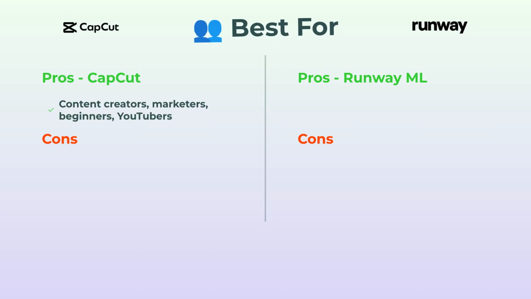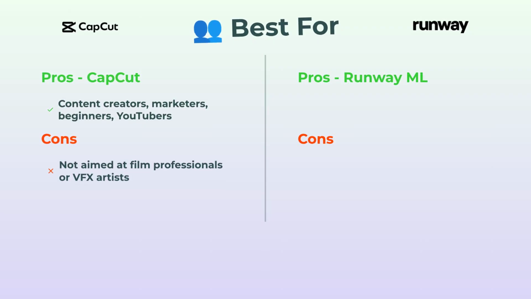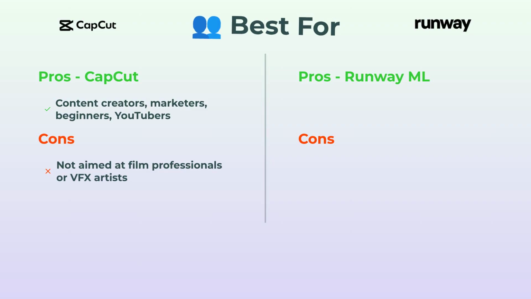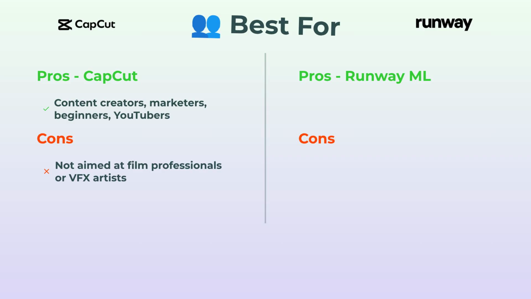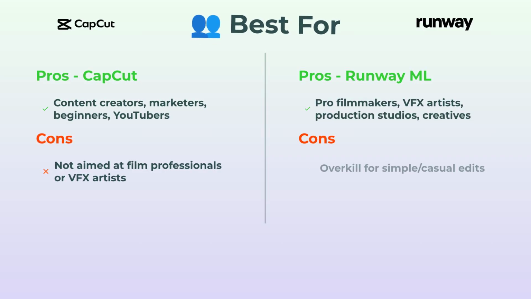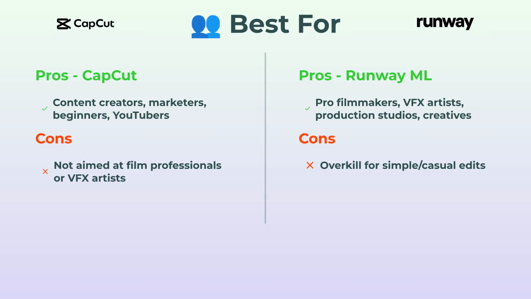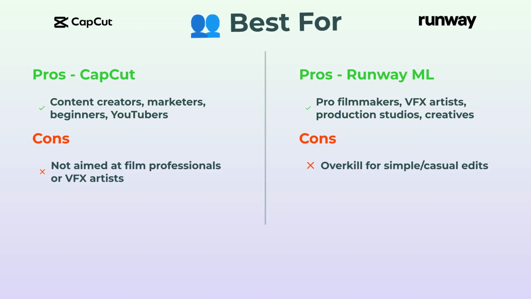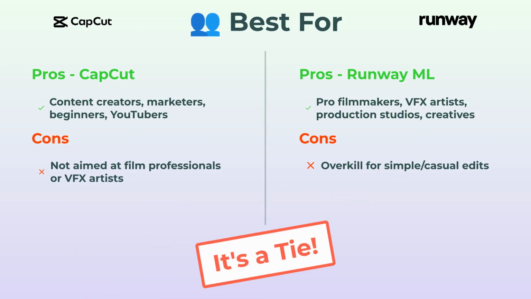Last but not least, best for. CapCut's basically built for content creators, marketers, beginners, anybody who wants to punch out lots of videos fast. Not really aimed at film professionals or anyone messing with advanced VFX. Switch to Runway ML, and now we're talking about pro filmmakers, VFX artists, production teams, anyone who wants to push boundaries. Of course, if you just want quick edits, probably overkill. So honestly, these two cover totally different crowds, and it's a tie here. Pick what fits your tribe.